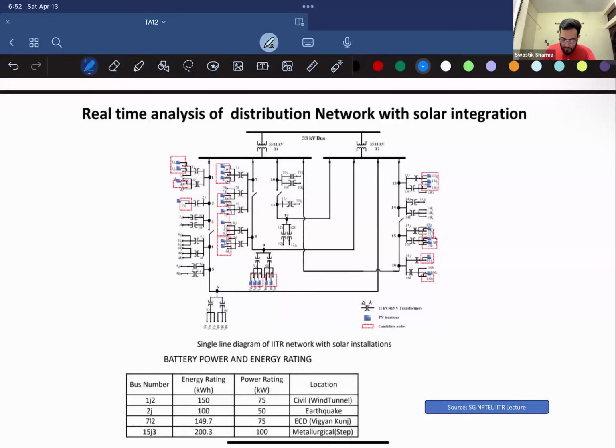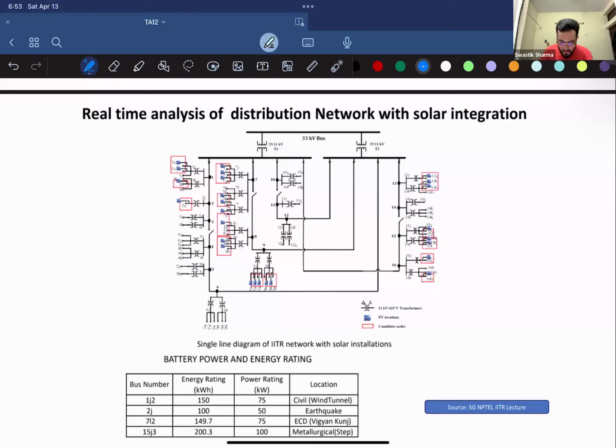So everything in red is solar. What really happens is that the chances are, let's say it's a holiday on Thursday, right? Recently there was a holiday on Thursday due to Eid, and students went out to roam around, and there were no loads available in the campus. So the campus experienced a surplus amount of energy due to the installation of these resources, right?